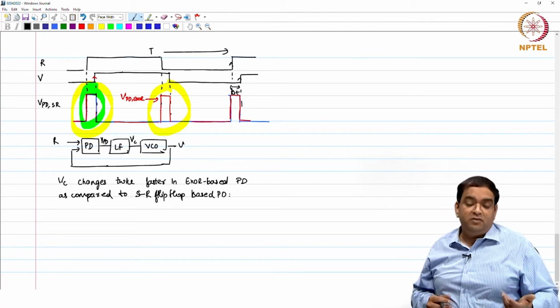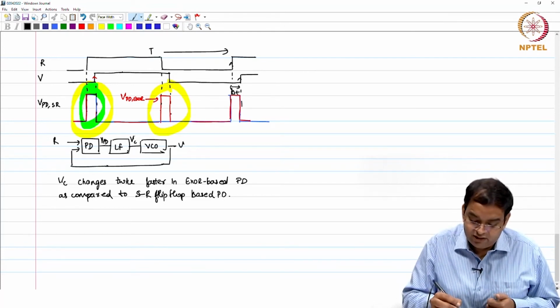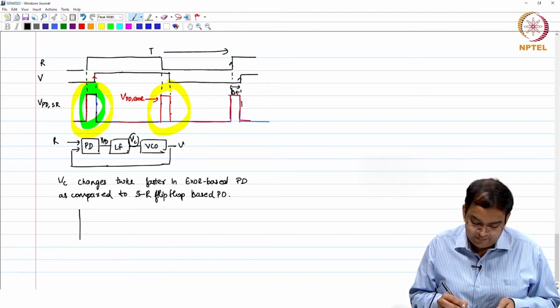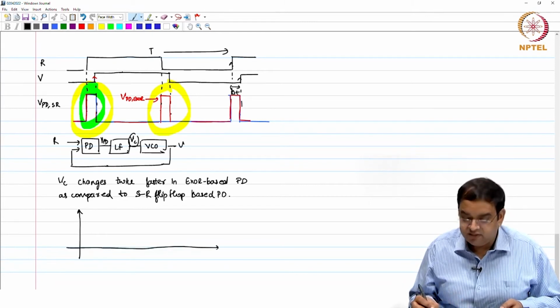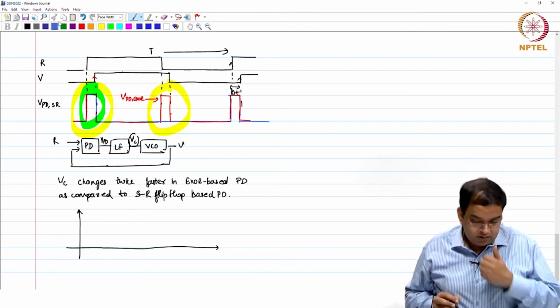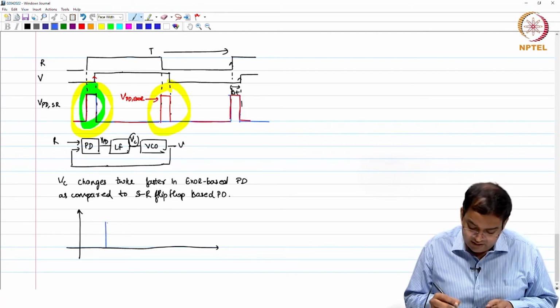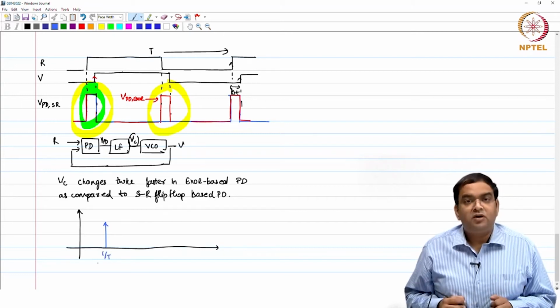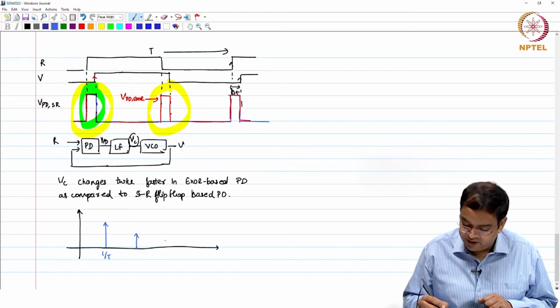Well, so what is the bigger problem? If your PD is changing twice, let us just look at the control voltage spectrum. This is not accurate to the numbers I am plotting, it is just what frequencies you are going to have. Your SR latch based PD will have the fundamental frequency as 1 over T, and then you will have the second harmonic and third harmonic of that frequency. So, 1 over T, 2 over T, 3 over T, 4 over T and so on.